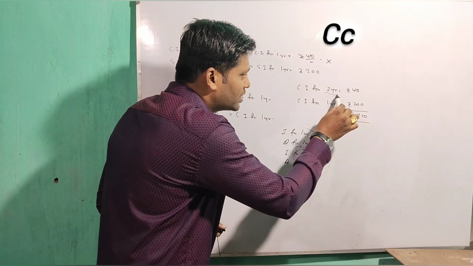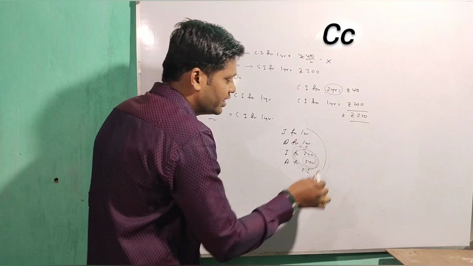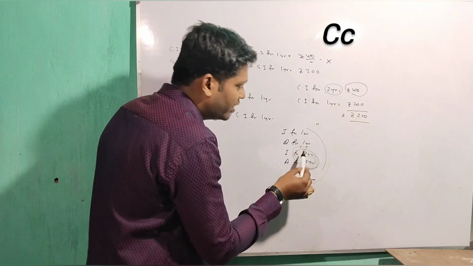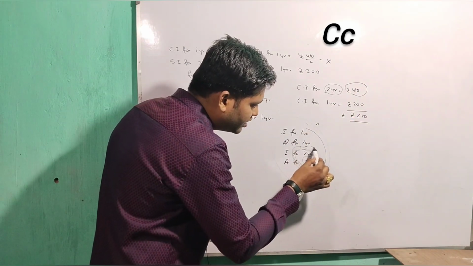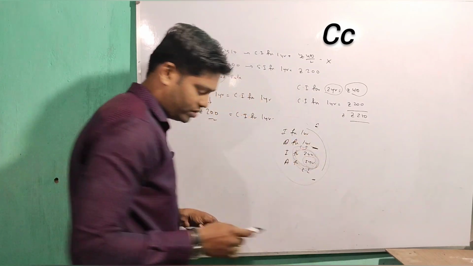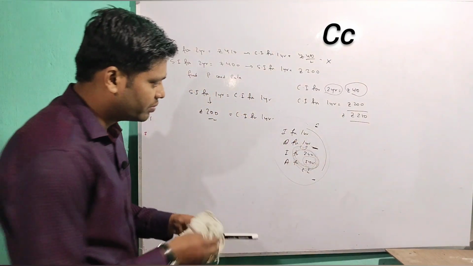So this is for 2 years, not the second year. 2 years means it is final minus initial. This value I am getting. This is for 1 year. 1 year means this is final minus initial. So now what am I going to get? Wait. Do you understand what I am trying to say?